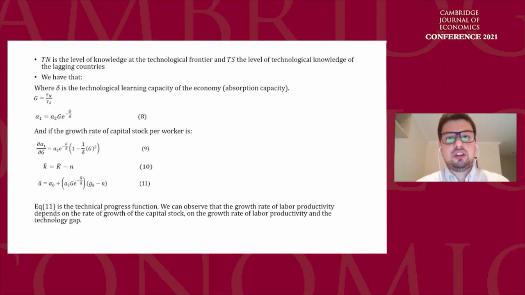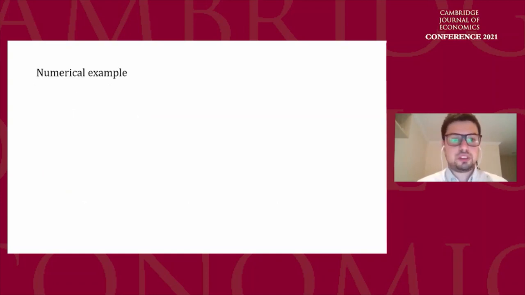And then we have the technological knowledge at the frontier, which is TN, and the technological level TS, where sigma is the technological learning capacity of the economy, which is called the absorptive capacity. And then the technological progress function can be expressed as equation 11. We can observe that the growth rate of labor productivity depends on the growth rate of the capital stock and on the technological gap.